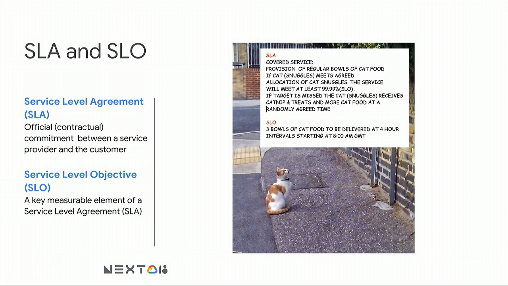SLA and SLOs. They're often conflated, but they are two separate things. The SLO is the measurable component. So here, the measurable component is how many bowls of cat food this cat has got, and how often I give them the cat food. And SLA is the agreement. The SLOs feed into that SLA, and also the RTO and RPO values feed into the SLOs. Now, obviously, I'm not a great contract negotiator because this is going to be one really fat cat.